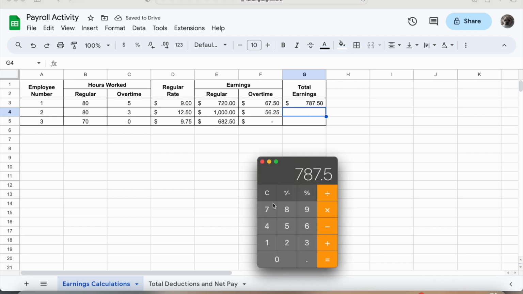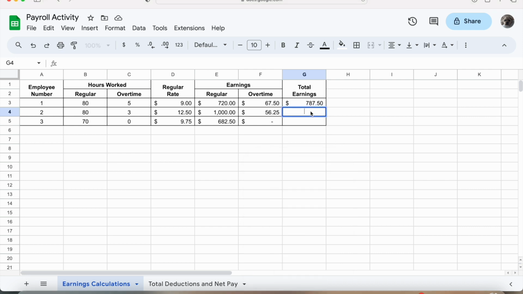Next up, if we take $1,000 and we add $56.25, that will give us $1,056.25. And for employee number 3, their total earnings are $682.50. All right, so that is part 1.